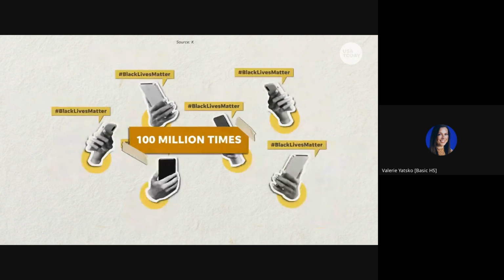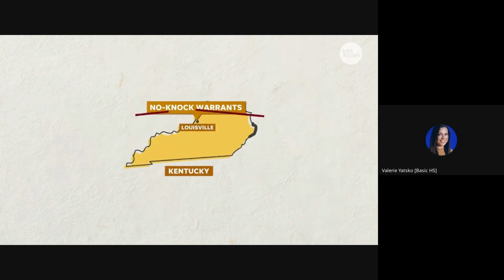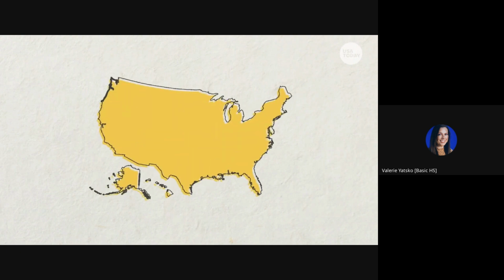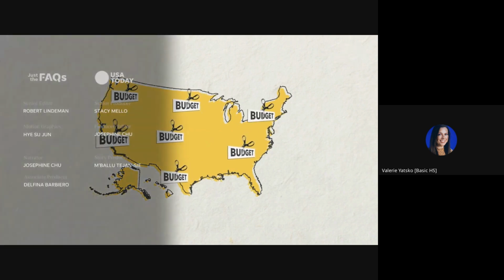Within weeks of the 2020 protests, Louisville, Kentucky banned no-knock warrants, Minneapolis banned chokeholds, and major cities made budget cuts to their police departments, including Los Angeles and New York City.